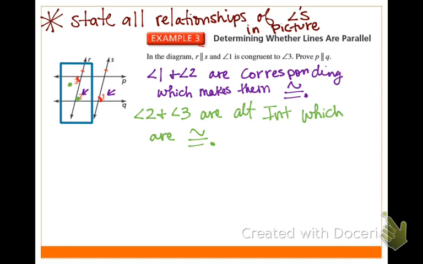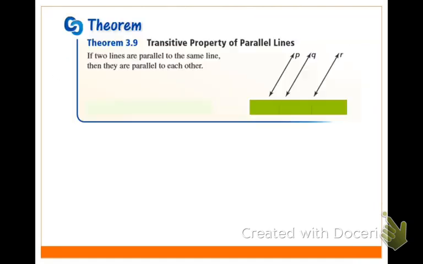So because of all of these things, the angles that are supposed to be congruent are congruent, because we have corresponding angles and alternate interior angles. That makes the lines parallel. So this is what your final answer would be, just stating all the relationships that you see in the picture. Okay, we're almost finished.